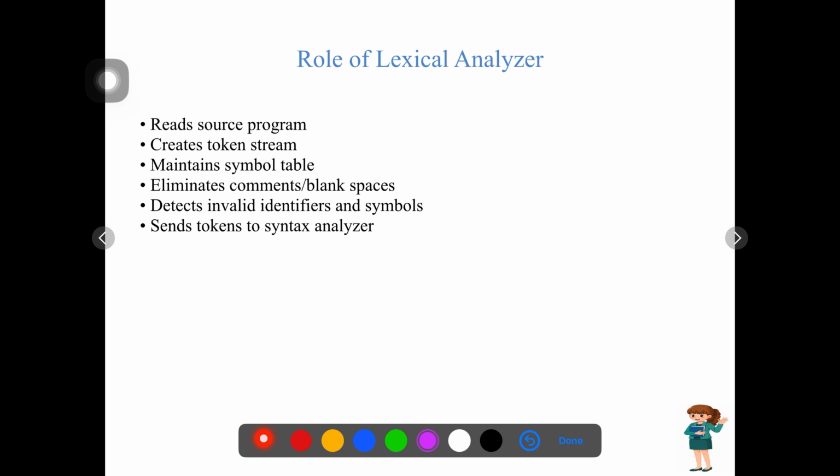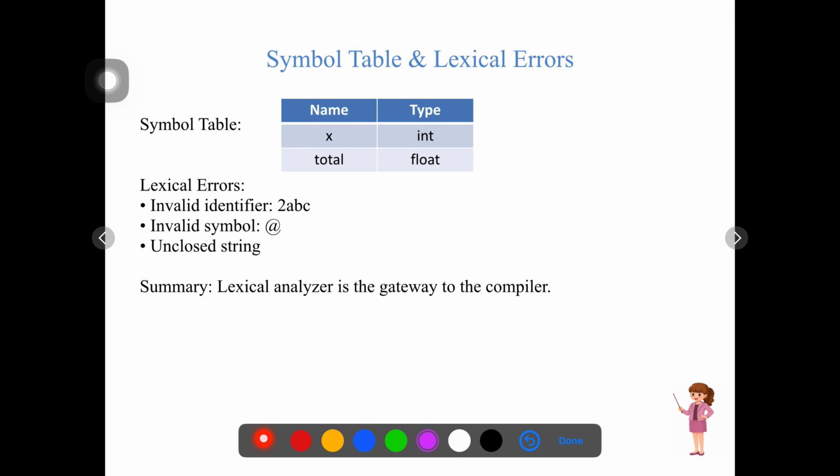The role of the lexical analyzer: it reads the source program and creates the token stream, maintains the symbol table, eliminates the comments and blank spaces, detects the invalid identifiers and symbols, and sends the tokens to the syntax analyzer. I hope you guys understood. We'll move on to the next slide.